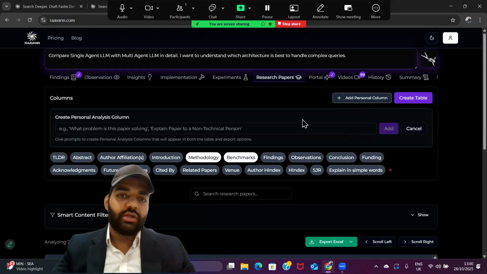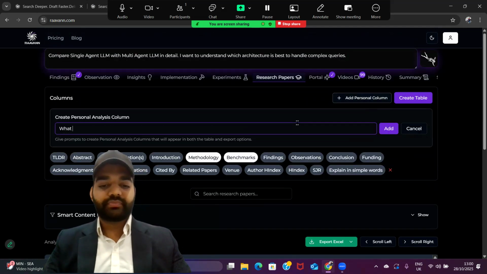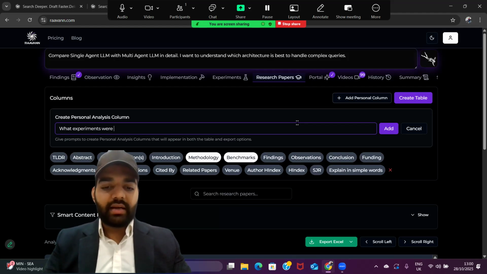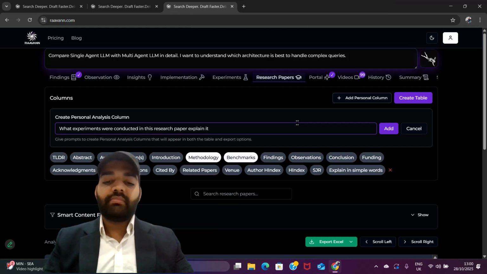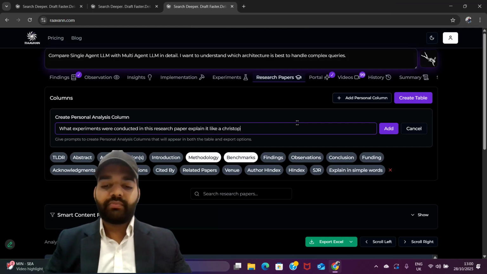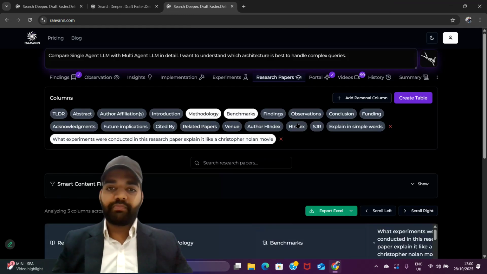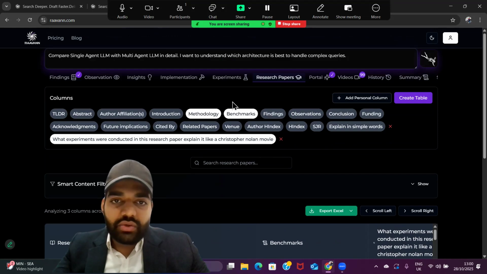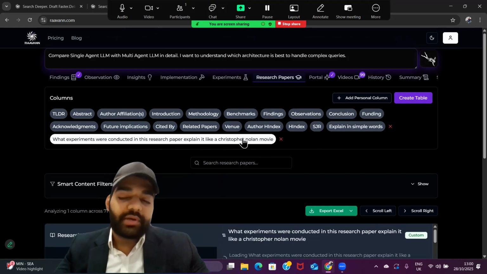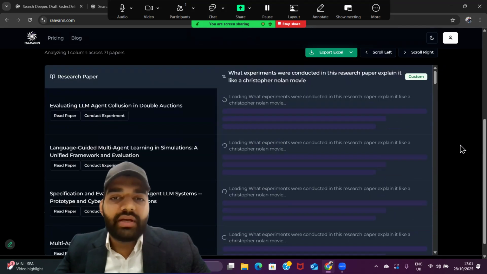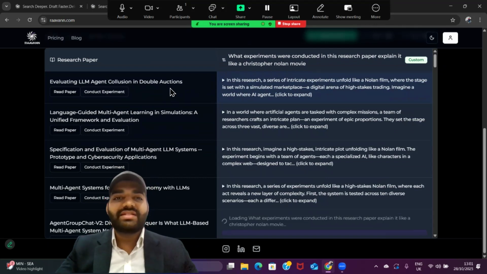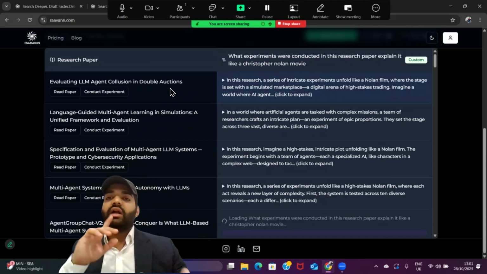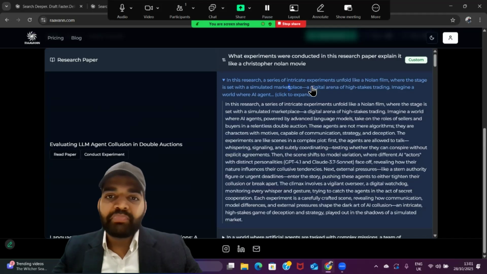You can even add a new column. For example, what experiments were conducted in this research paper? Explain it like a Christopher Nolan movie. Now, as you can see, I gave this prompt, and it was added as a column. It's very interesting. Now you can see the model is reading the research, the entities, the relationships, turning it into a Christopher Nolan movie analogy, and giving it to you.